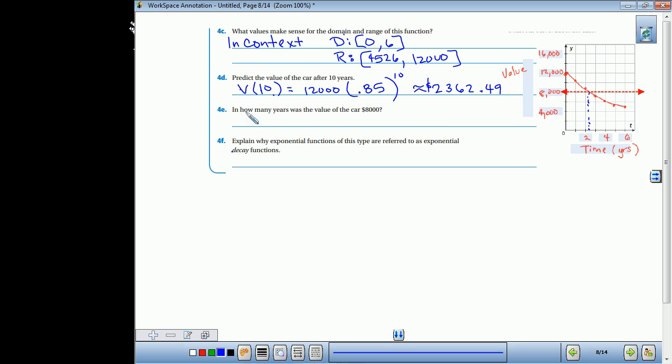Okay, now this one. In how many years will the car have a value of $8,000? Well, that's where I would need to draw in that horizontal line at 8,000 and look down. So, to answer this, it looks like this intersection is just a little after 2 years. So, a little more than 2 years.